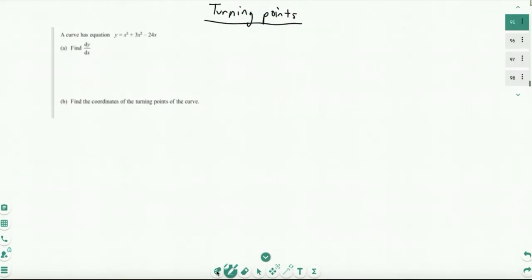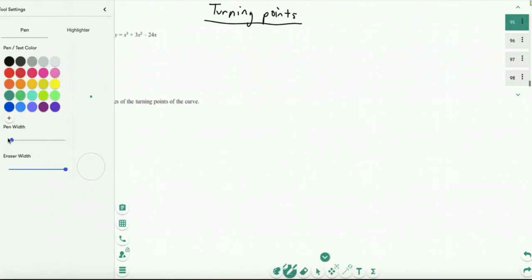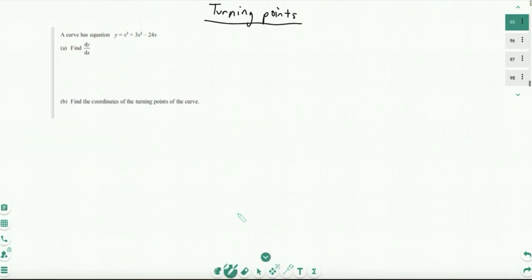Okay, guys, final chapter is all about turning points. Let's get started. A curve has equation y equals x cubed plus 3x squared minus 24x. Find dy over dx. All right, pretty straightforward. We have to differentiate it. Let's write our equation a little bit bigger.